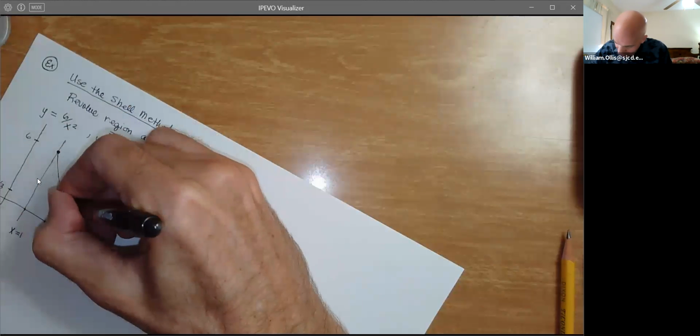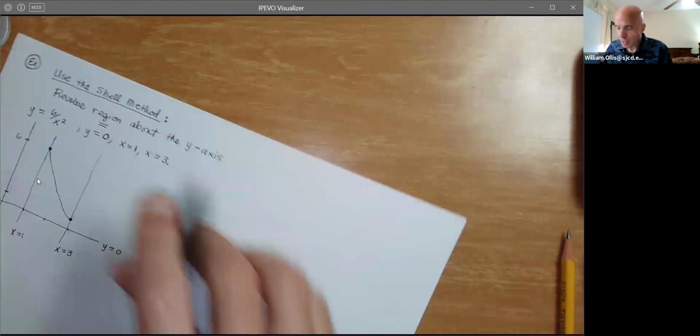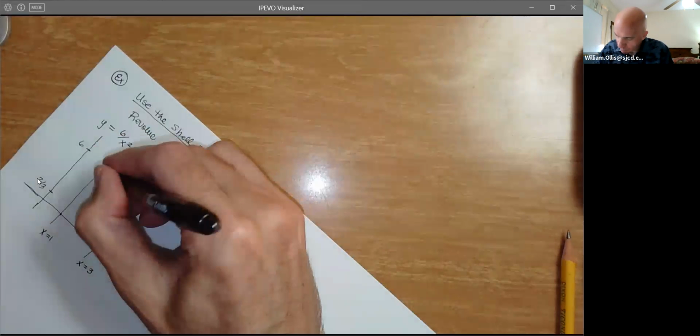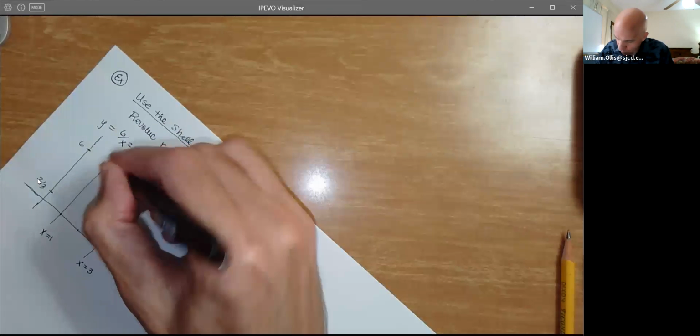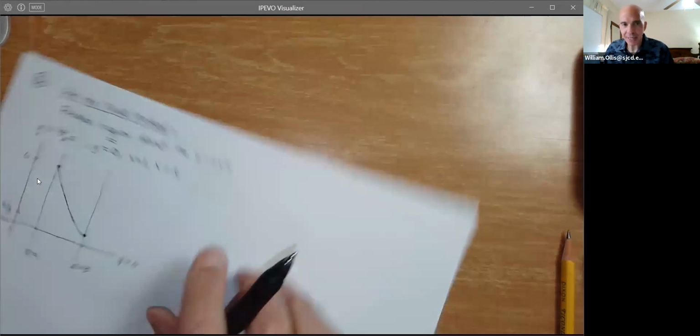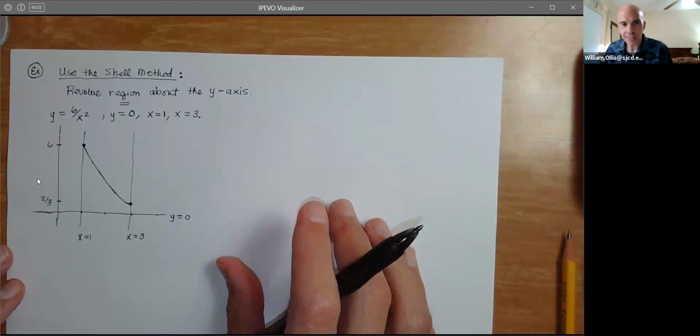So this is becoming asymptotic to the x-axis. So that's more than sufficient. Just draw it and make it look somewhat professional, as they say.